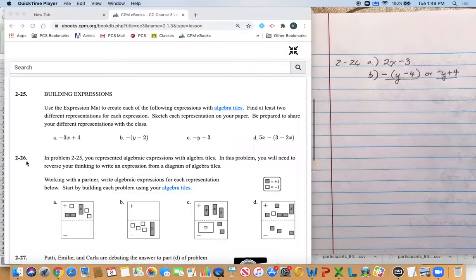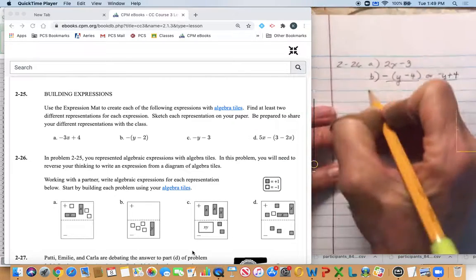So this is 2-26 C and D. These problems are a little more complex than A and B because they have tiles in both the top, the plus area, and the negative area. So let's see how we would write those out.